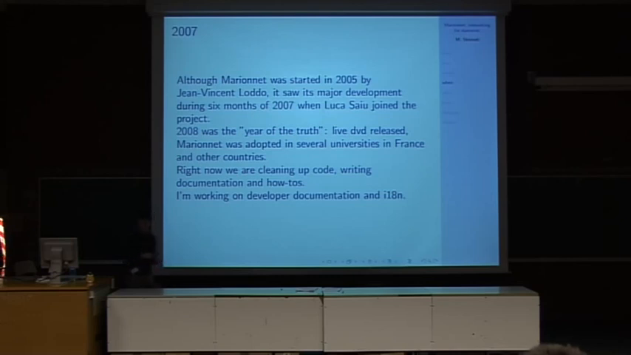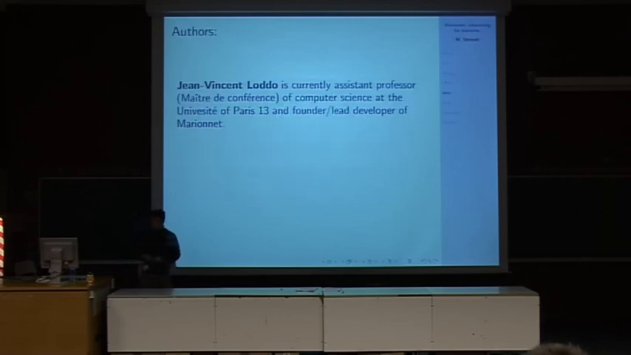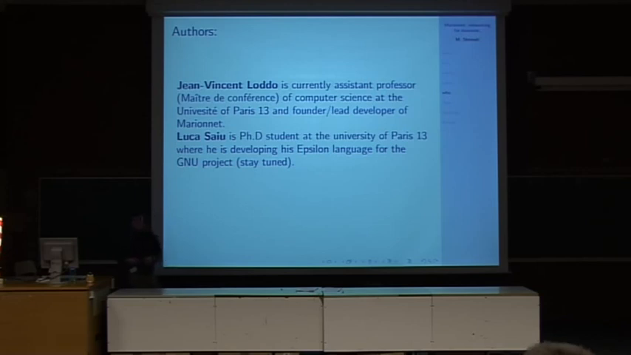As you saw, it's French only, so I'm not really doing a good job right now, but we had some major news last week, so I think in a couple of weeks we're going to have Marionnet in English, French, and Italian, and you're welcome to translate it in other languages as well. Okay, so I'm not one of the authors, I'm just a contributor. The two authors are Jean Salodot and Luca Saio. Both are strong advocates of functional programming, that's why OCaml, and of free software.